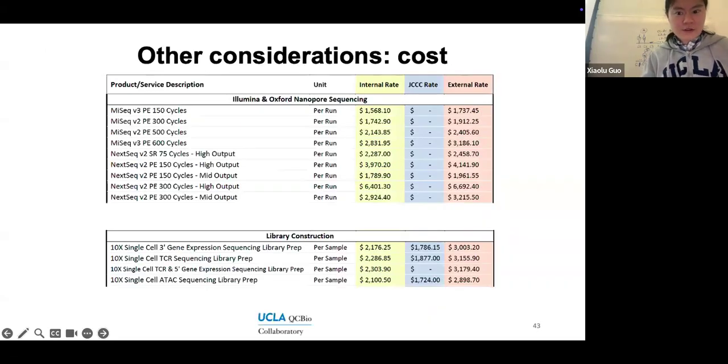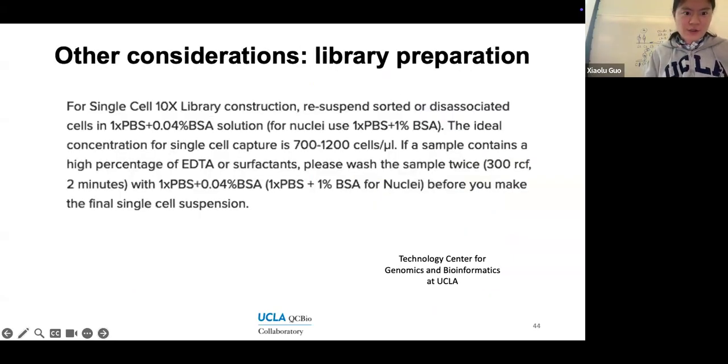And other considerations, if you're doing wet lab work or designing an experiment, is the cost. The sequencing may cost differently, and the lab preparation also costs differently, so you need to consider those. Also for the lab preparation, you need to read carefully what the center requires, because each one may be different.